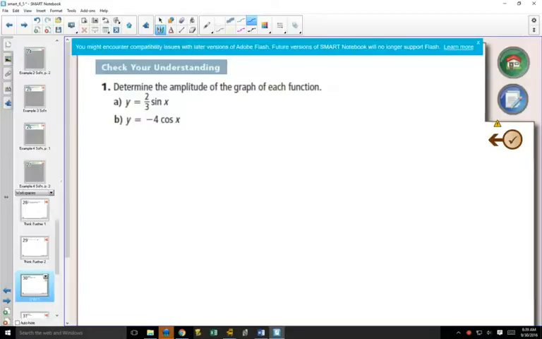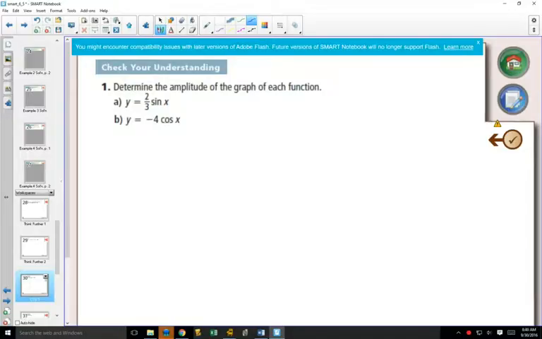So we have to remind ourselves, what happens when there's a number in front of your function or outside of your function? What's that going to affect, the x or the y values? It's going to affect the y values. And what is that 2/3 going to do to our y values? It's going to multiply our y values by 2/3, exactly what we see.